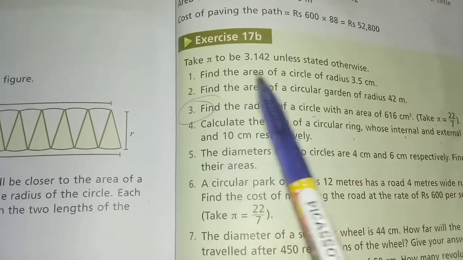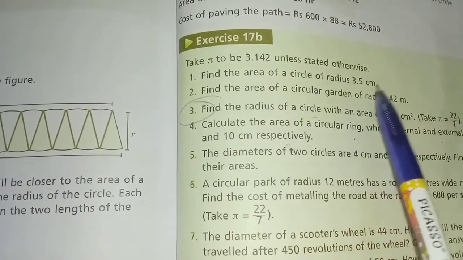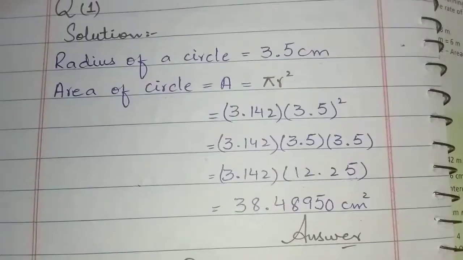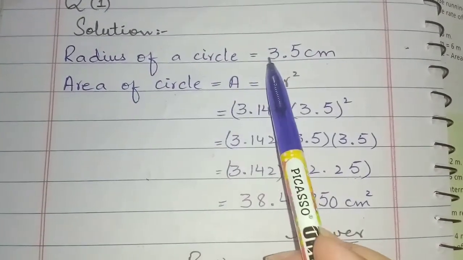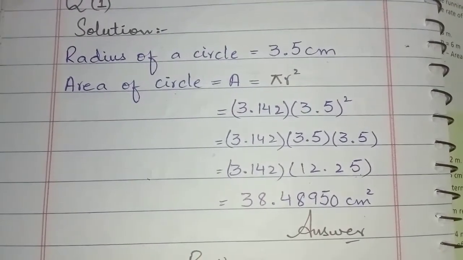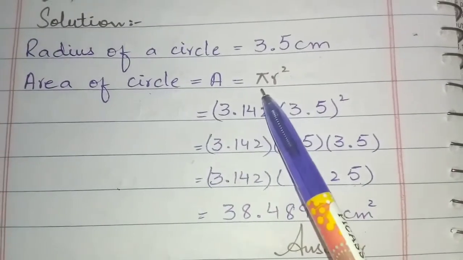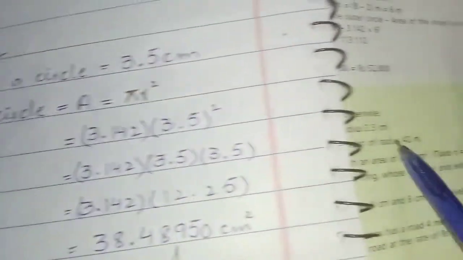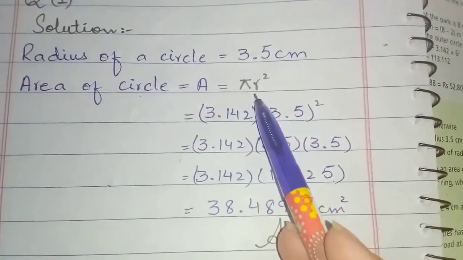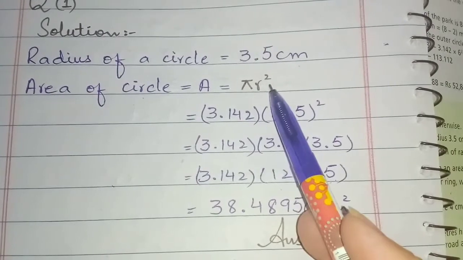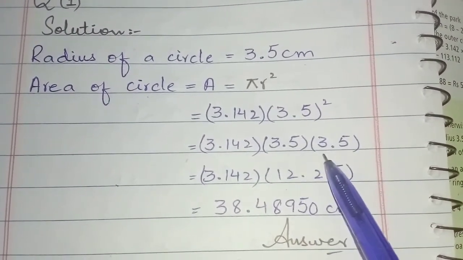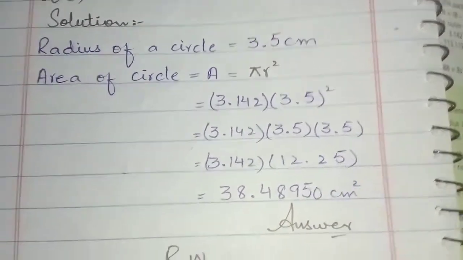Okay, question number 1. Find the area of a circle of radius 3.5 centimeter. The radius of the circle is given, and we have to find the area. A is equal to pi r square. Pi is equal to 3.142 because the value of pi is not stated, and r is equal to 3.5. So r square is 3.5 square, which can be written as 3.5 multiplied by 3.5. Now we have to multiply 3.5 with 3.5.